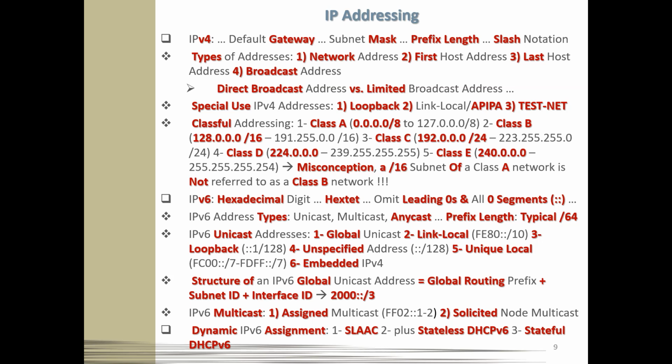So global unicast address structure, 3 parts: global routing prefix, it shows the network portion of the address, and global routing prefix is assigned by the provider and it is typically a /48. The second part, you've got subnet ID, and it is used to subnet within an organization. So we still have subnetting in a different concept. And the third part is interface ID.